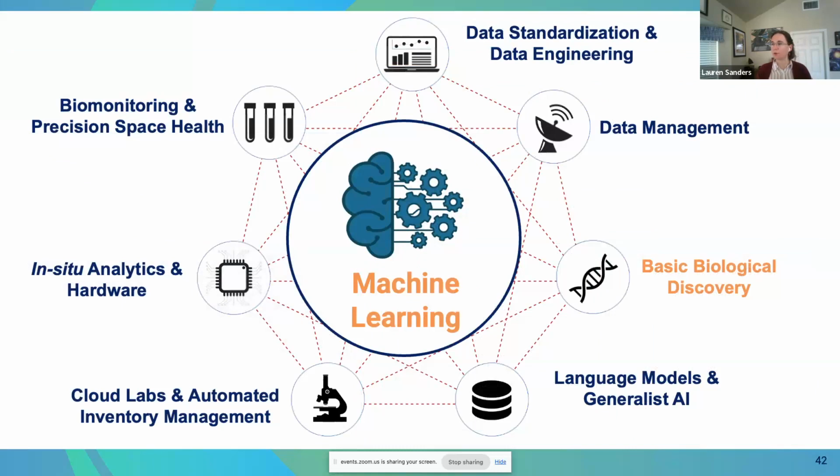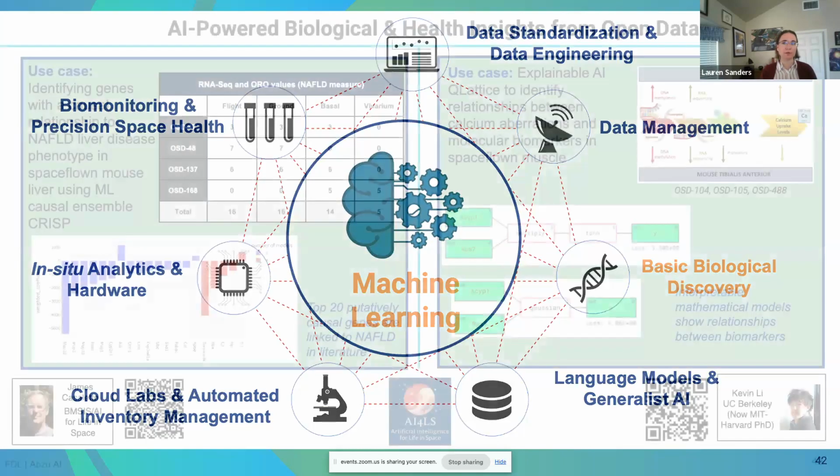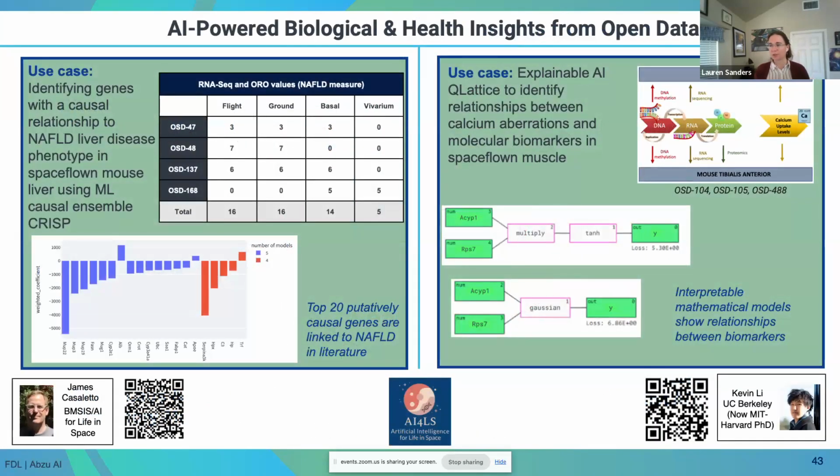All right, so we also think about machine learning for its impact on basic biological discovery. So we have the data. How can we create these multimodal models that tell us more about spaceflight effects? And here I just wanted to highlight two AI for Less projects that really show the power of these methodologies for generating insight into space biology.